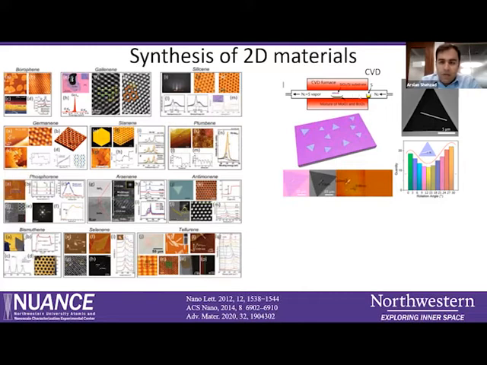You basically use a precursor to pick up one of the diffusing atoms, for example, in this case, sulfur, and then you can use any sort of oxide, which can be used as a metal. And then you can actually grow these crystals, for example, in this case, molybdenum disulfide.